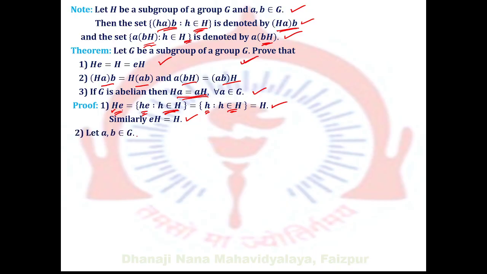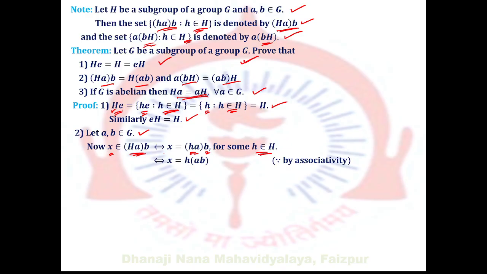Then for second result, take two elements A and B belongs to G. So whenever A and B belongs to G, we show these two sets are equal. So let X belongs to HA into B. So X belongs to HA into B if and only if X can be written as small h into A into B, for some h belongs to capital H. Now here we use that associative law. So this is if and only if X is equal to h into AB. But h into AB means it is element of that H into AB. So this is if and only if X belongs to H into AB. So thus here, whenever X belongs to HAB, then X belongs to H into AB. So these two sets are equal. So therefore, HA into B is equal to H into AB.